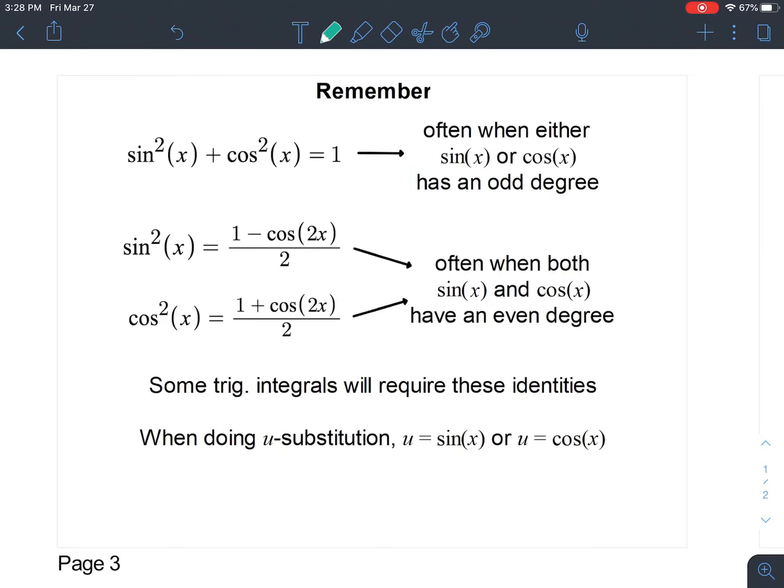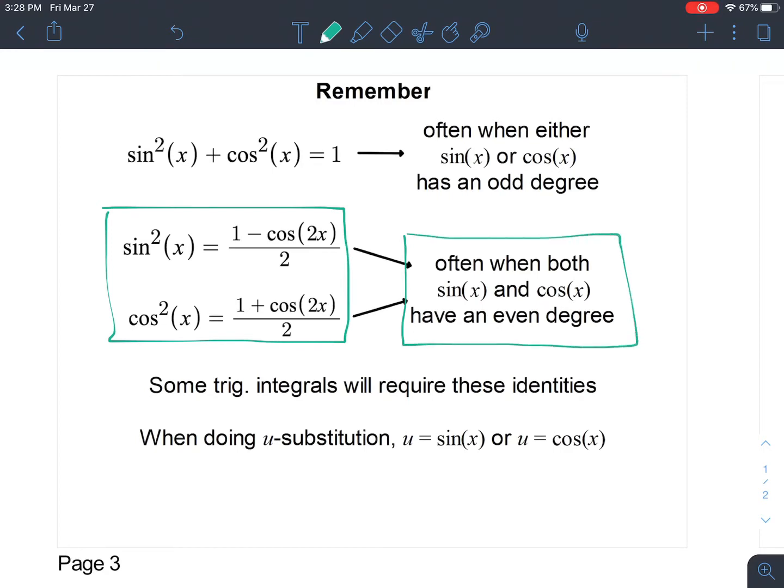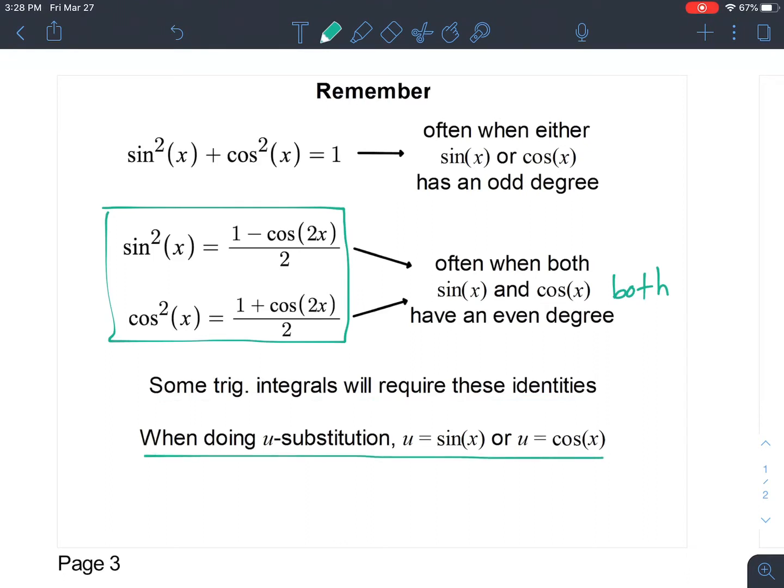Then the next part, these two formulas, which we've used to learn how to integrate sine squared and cosine squared, we're going to often use those then when sine and cosine, both of them, have an even degree. So some of our trig integrals will require these identities. And as a reminder, when you are doing u-substitution, you only want u to be sine or u to be cosine. You don't want to be adding exponents. You don't want to be adding anything to make it more complicated. Just that is going to be necessary in order to solve these.